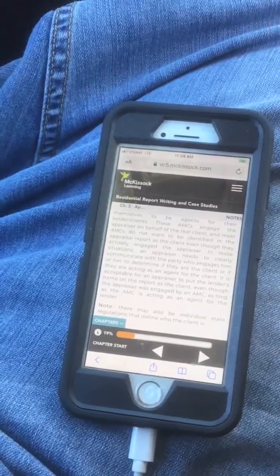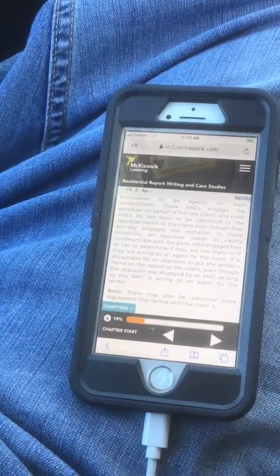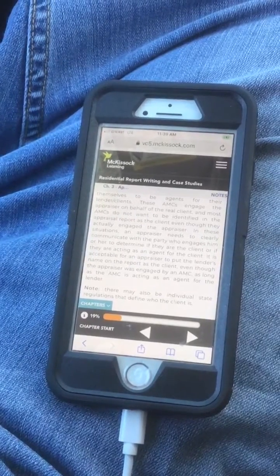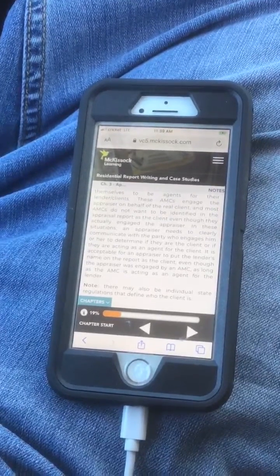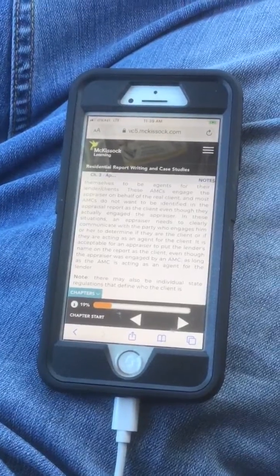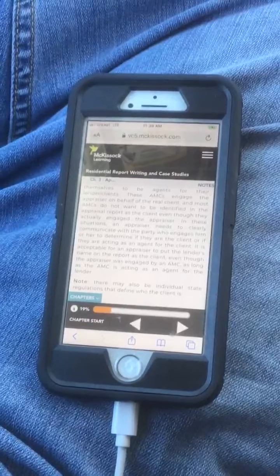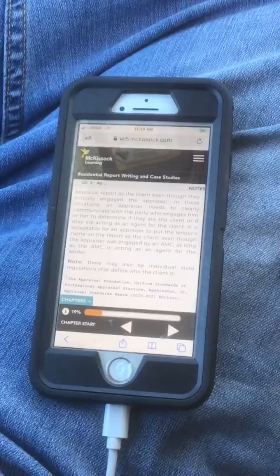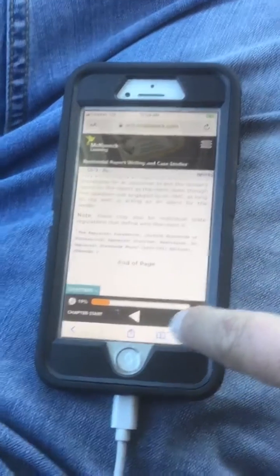In these situations, an appraiser needs to clearly communicate with the party who engages him or her to determine if they are the client or if they are acting as an agent for the client. It is acceptable for an appraiser to put the lender's name on the report as the client, even though the appraiser was engaged by an AMC, as long as the AMC is acting as an agent for the lender. Note, there may also be individual state regulations that define who the client is. End of page.